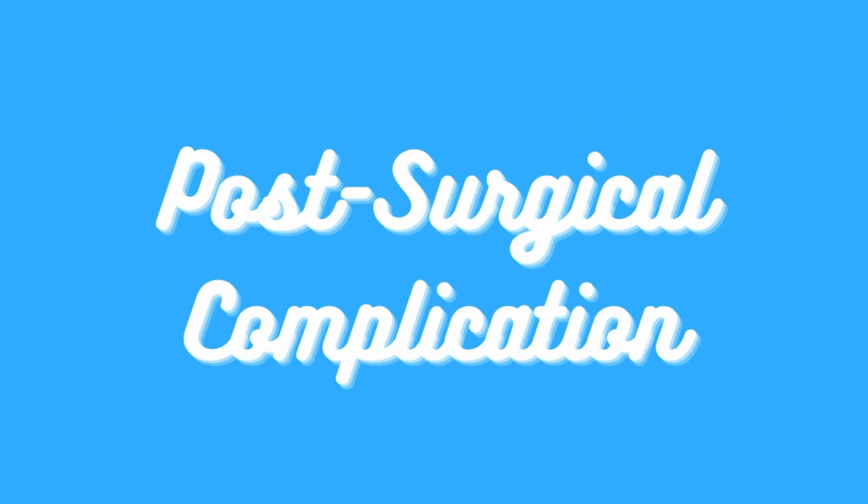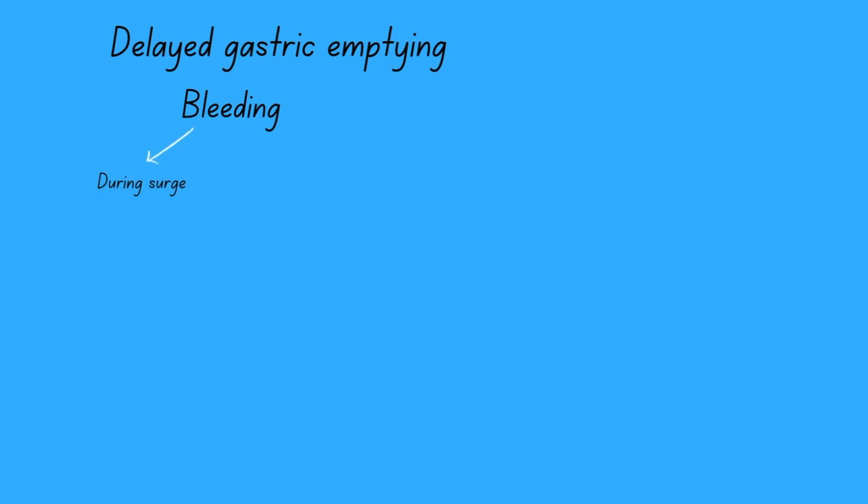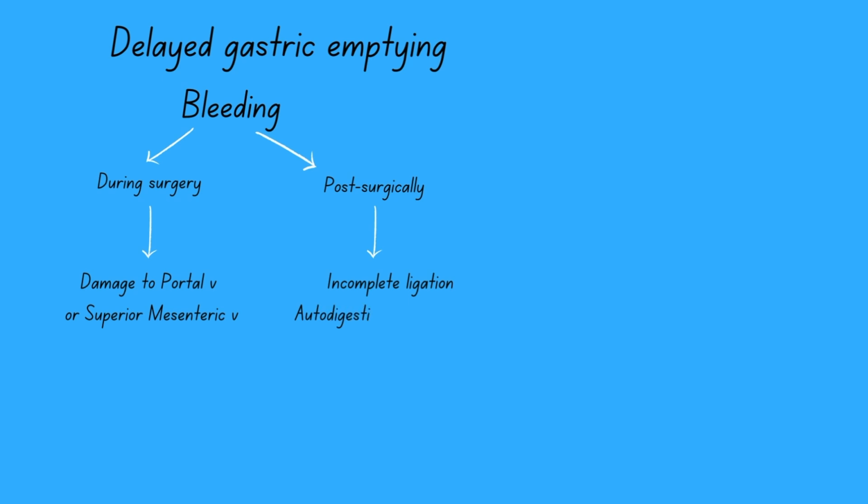Post-surgical complications can be delayed gastric emptying, especially when the procedure done is Whipple, and it requires nasogastric tube for more than 10 days. Bleeding can be found during the surgery or post-surgically. During the surgery it is due to the damage of the portal vein or the superior mesenteric vein. Post-surgically, it is due to incomplete ligation of the vessels or autodigestion of the vessels. This will require revision surgery.